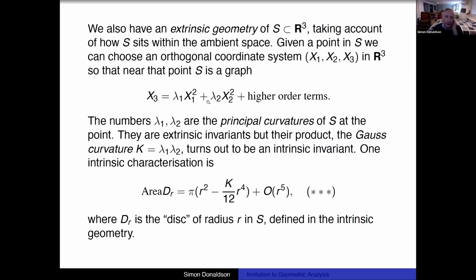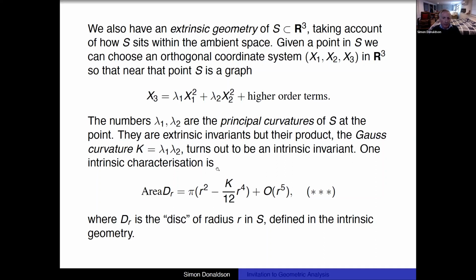x3 is a function of x1 and x2, and we can arrange that the function is lambda1 x1 squared plus lambda2 x2 squared plus higher order terms that are smaller than x squared. These numbers, lambda1 and lambda2, are what are called the principal curvatures of the surface at the point. So these are the basic extrinsic invariants of a surface in R3. But by the famous theorem of Gauss, their product, called the Gauss curvature, lambda1 times lambda2, turns out to be an intrinsic invariant.